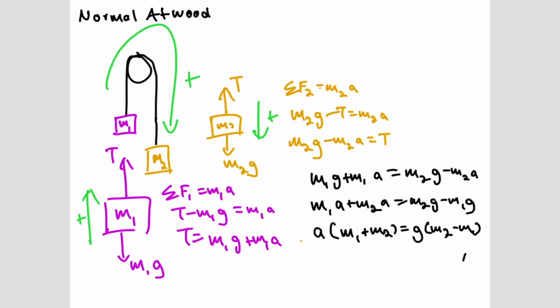And then I divide both sides by m1 plus m2. And this just gives that acceleration is equal to g times (m2 minus m1) over (m1 plus m2). And that's the acceleration of the blocks in this Atwood machine.